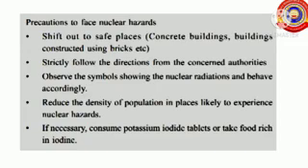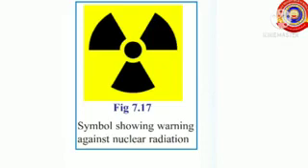Third one, observe the symbols showing the nuclear radiations and behave accordingly. Fourth one, reduce the density of population in places likely to experience nuclear hazards. And the last one, if necessary, consume potassium iodide tablets or take food rich in iodine. This is the symbol showing warning against nuclear radiations.